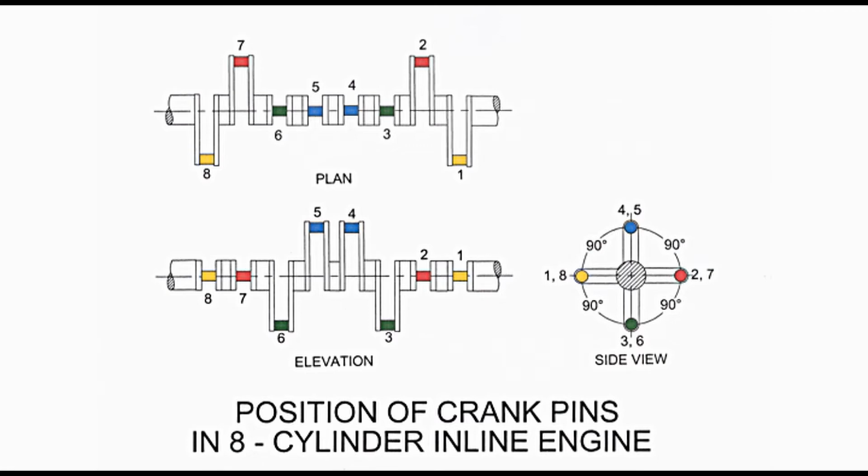Accordingly, these are placed 90 degrees apart to get uniform output. Pistons in cylinders 4-5 are at TDC. Pistons in cylinders 2-7 have completed half stroke downwards and are in the middle of the stroke. Pistons in cylinders 3-6 are at BDC. Pistons in cylinders 1 and 8 are in the middle of the stroke moving upwards.